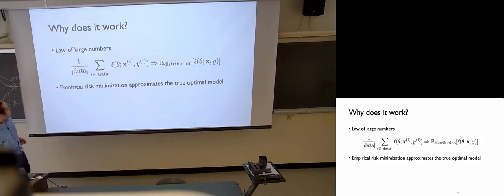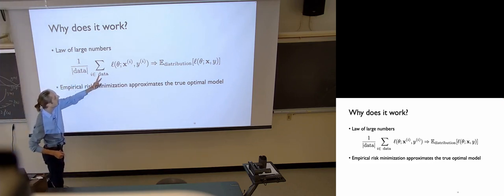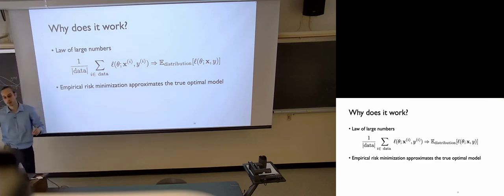So finally, a point I wanted to make is: why does it work to take a loss function and sum over the whole data set and basically optimize what we call the empirical risk? Why does it work to minimize the empirical risk when we sum losses over many data points?